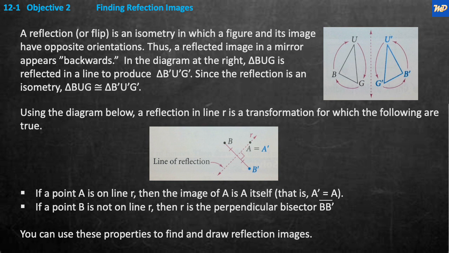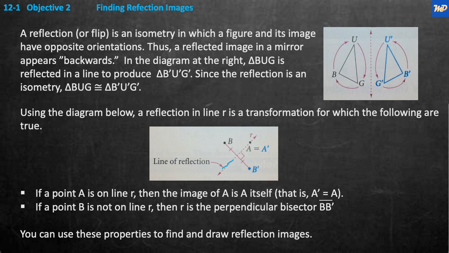Using the diagram below, a reflection is a reflection in line R, and here's line R, the red line right here. Line R is this line right here, if I can draw it. There my pencil goes. Look at that. There it is. Turn on the eraser. Get rid of all that baloney. And it's right here. There's line R, the line of reflection.